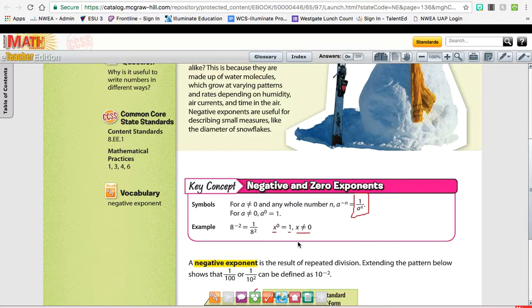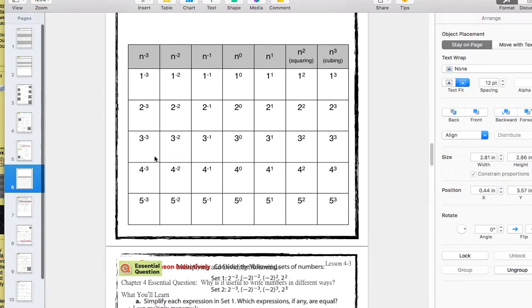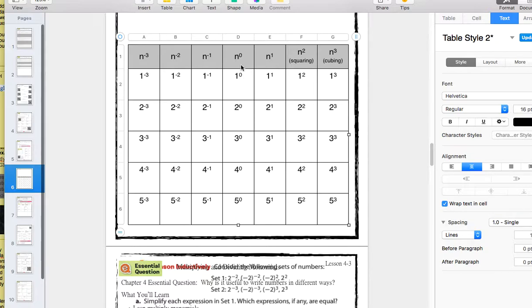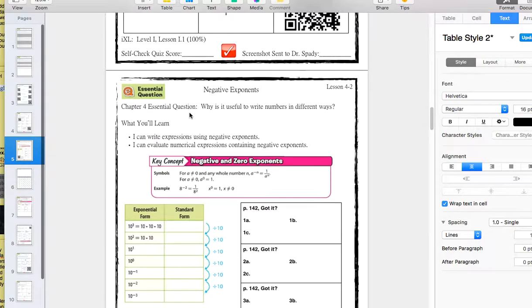But I would like you to fill in the table on your note sheet. Let me bring that up really quick. You have a note sheet that looks like this, and I just want you to fill those in with the answers. So you could start in column D, because column D is everything to the 0 power, and anything to the 0 power is equal to 1. And then you have positive exponent 1, 2, and 3 moving to the right, and then you have negative exponents moving to the left. So please fill that in as a part of lesson 4.2.